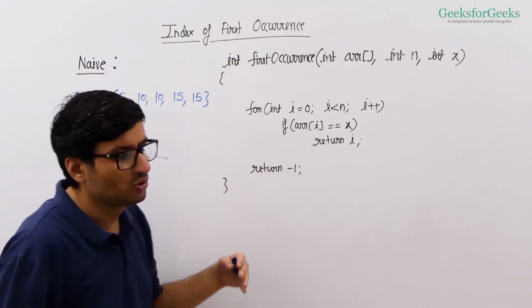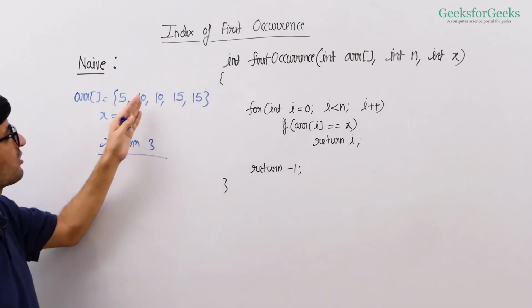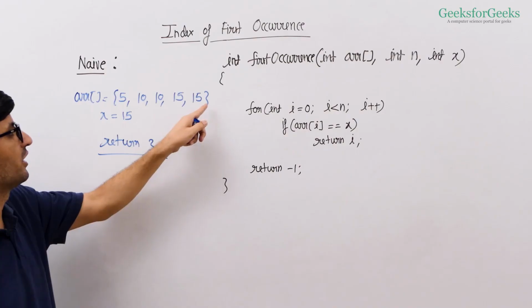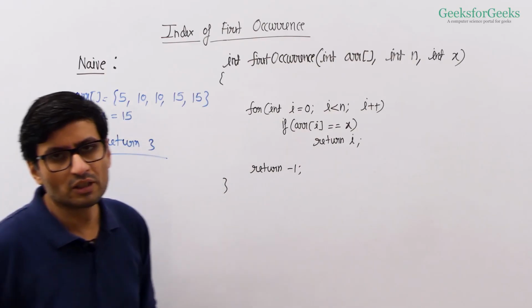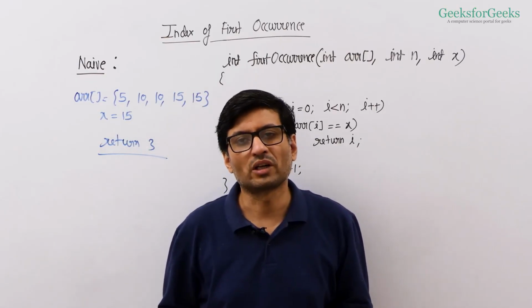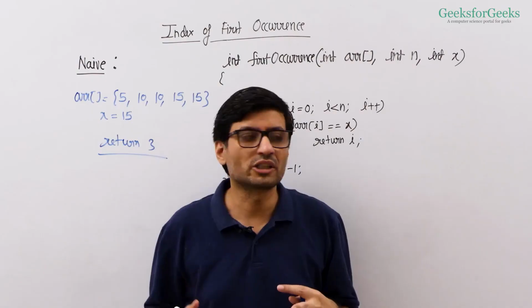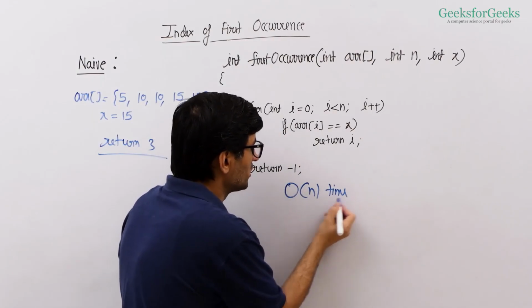And when we come out of the loop and we don't find it, suppose I'm searching for something like 25, right? So I'll traverse through till the end and I won't find 25, so I'll return -1 after coming out of the loop. So the time complexity of the solution is big O of n, and this solution requires big O of 1 auxiliary space. This is big O of n time and big O of 1 auxiliary space.